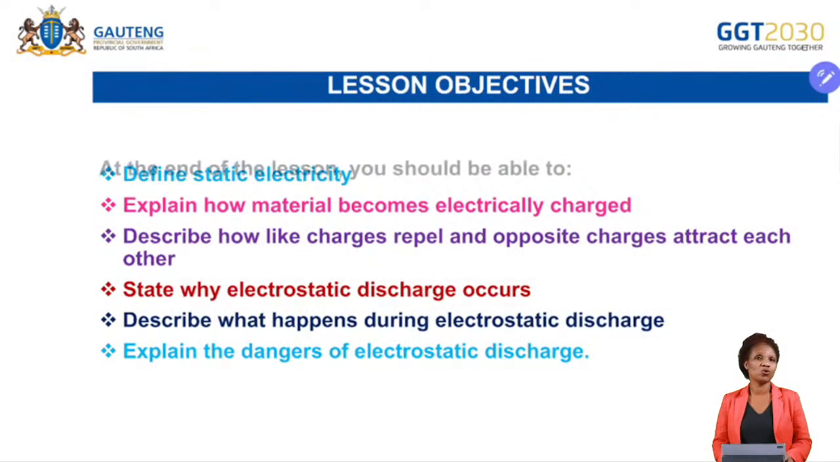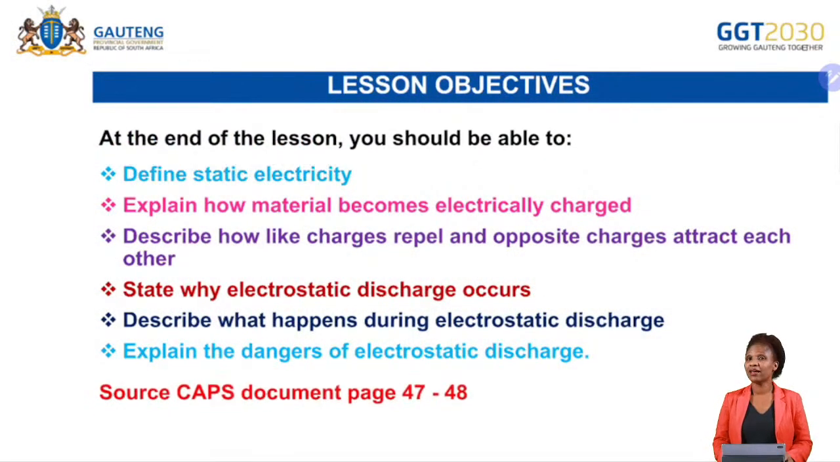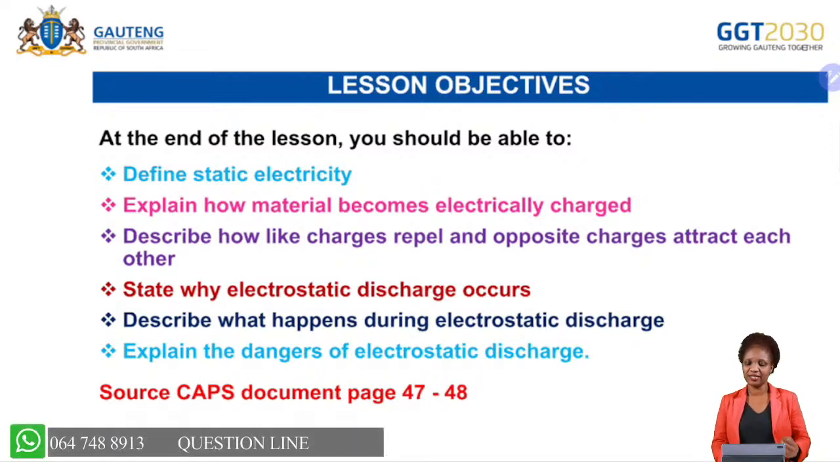Let's set goals. By the end of this lesson, we're going to be able to define static electricity and explain how materials become electrically charged. We're also going to describe like charges and opposite charges. Remember, like charges repel and opposite charges attract. And then we're going to state why electrostatic discharge occurs and describe what happens during electrostatic discharge. We're also going to explain the dangers of electrostatic discharge. We get all this from the CAPS document, page 47 to 48.